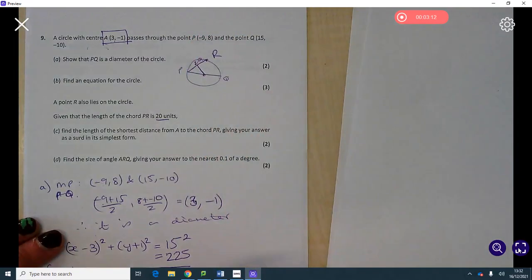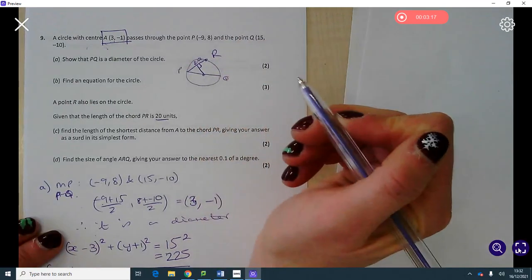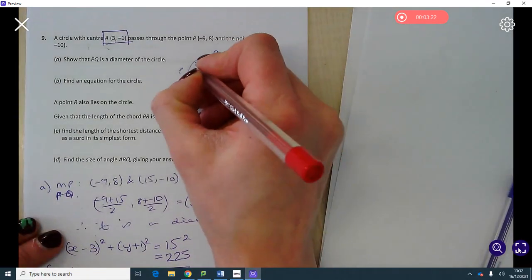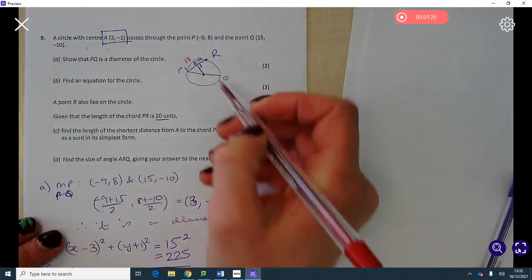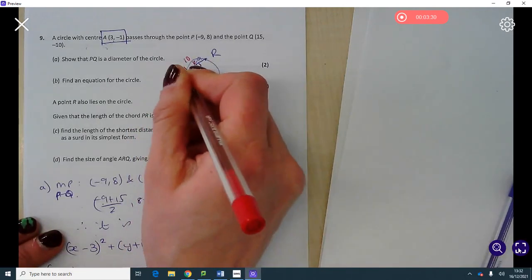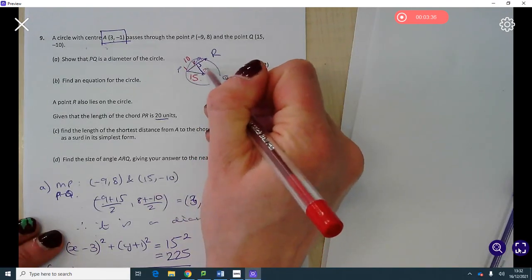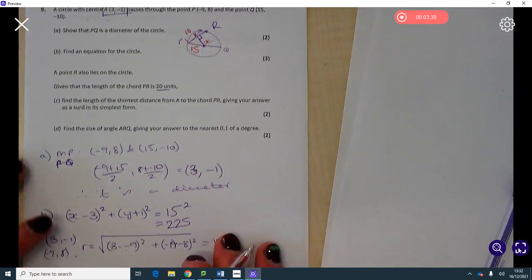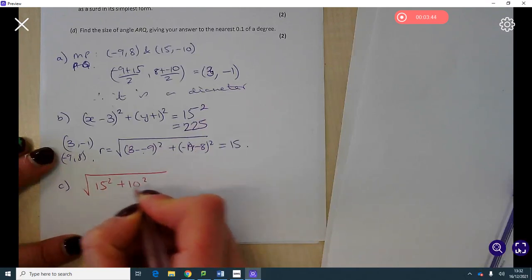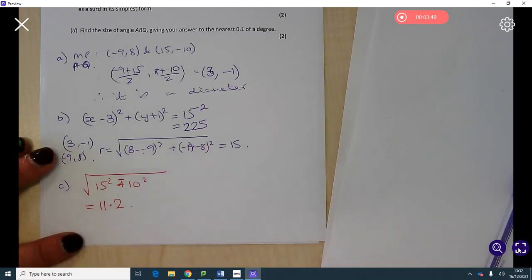The shortest distance is the one that is perpendicular between the chord and the centre. So now I have a right angle triangle where this length here is 10 because it's half of that chord. This length here is 15 because it's a radius, and then 15 squared take away 10 squared will give me that length there, the shortest distance squared. So square root of 15 squared take away 10 squared because we're finding a shorter side, and that is 11.2 units.